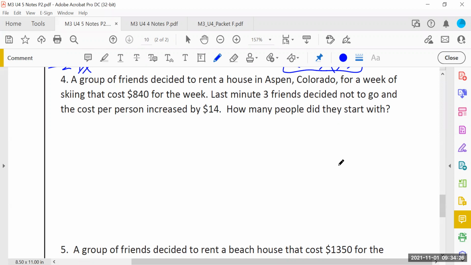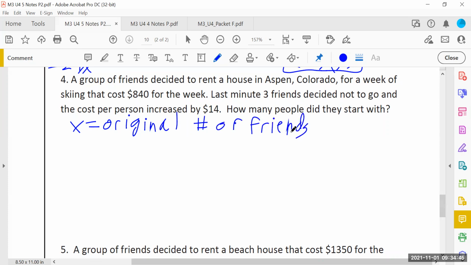So how many people did we start with? Let's try it here. Set it up. Original cost. Again, let's say that x is the original number of friends. Total cost divided by number of people. That's going to equal the new cost. So again, same total. The total doesn't change. The people renting the house out to them don't care how many people are there. It's $840 for the week. That doesn't change.